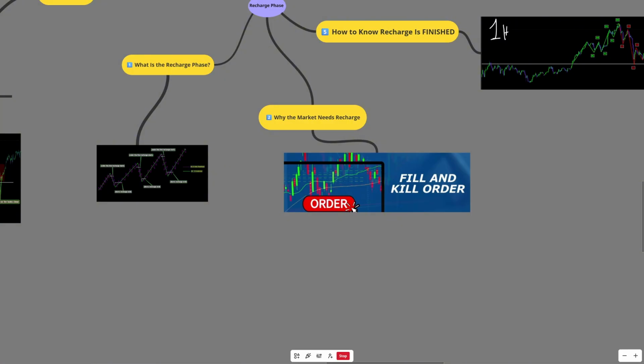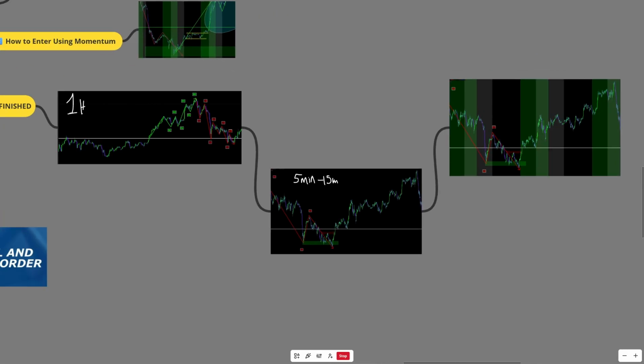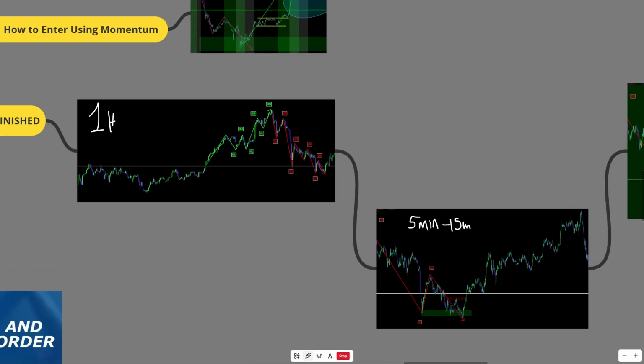So how do we know when the recharge phase is finished? To confirm recharge is completed, look at the smaller time frame, for example 30 minutes, 15 minutes, 5 minutes, not under 5 minutes. Recharge ends when the structure flips back into the main trend. Example, in a bearish trend, recharge gives temporary bullish structure. Recharge ends when the smaller time frame switches back to lower high and lower low. This tells you liquidity is full, recharge is completed, market is ready for momentum, so the real move is about to start.